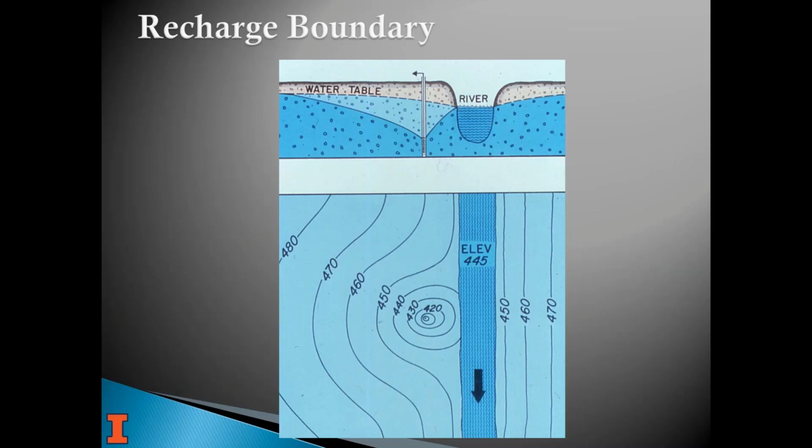And so all these things, what matters as far as how big the cone of depression is, how much drawdown there is at the well, and how wide that cone of depression is, are all dependent on porosity and permeability, which is how fast the water moves through the particular geologic material. And that's really what determines it for your private well.